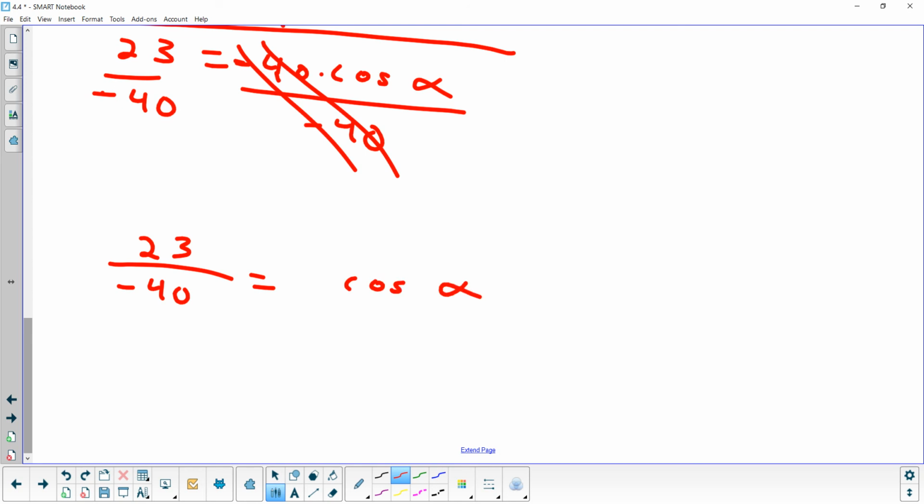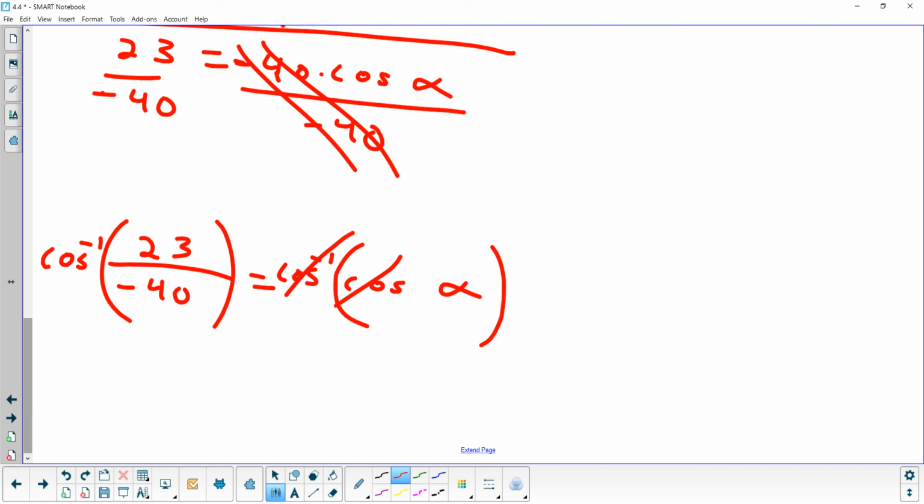And what's my last step? To get rid of cosine. We've used this a lot. Yep. Inverse. Inverse cosine. Okay. So as far as the extra work for that problem, that was it. That's all we had to do. And now we'll have the angle.